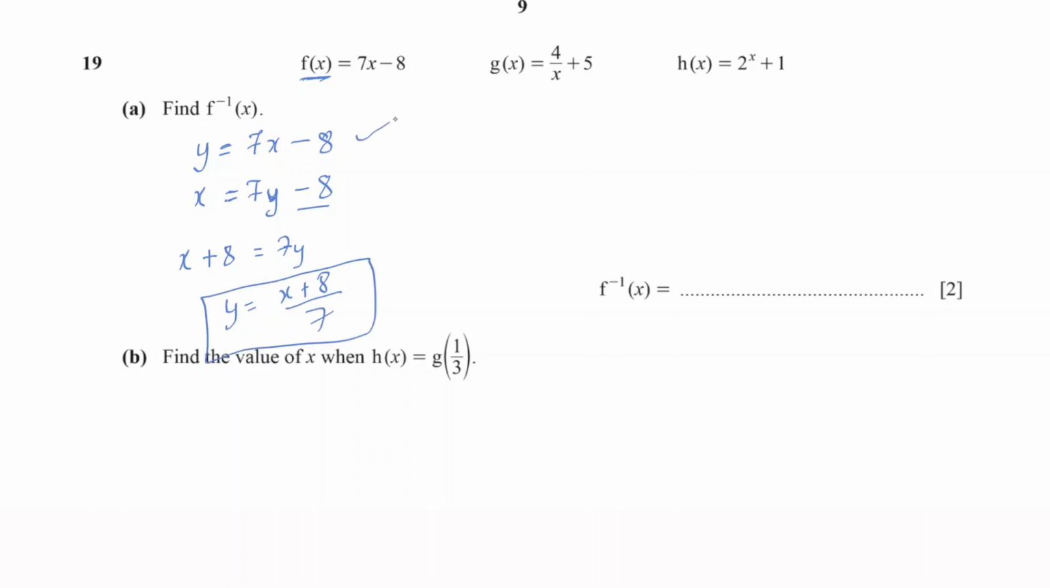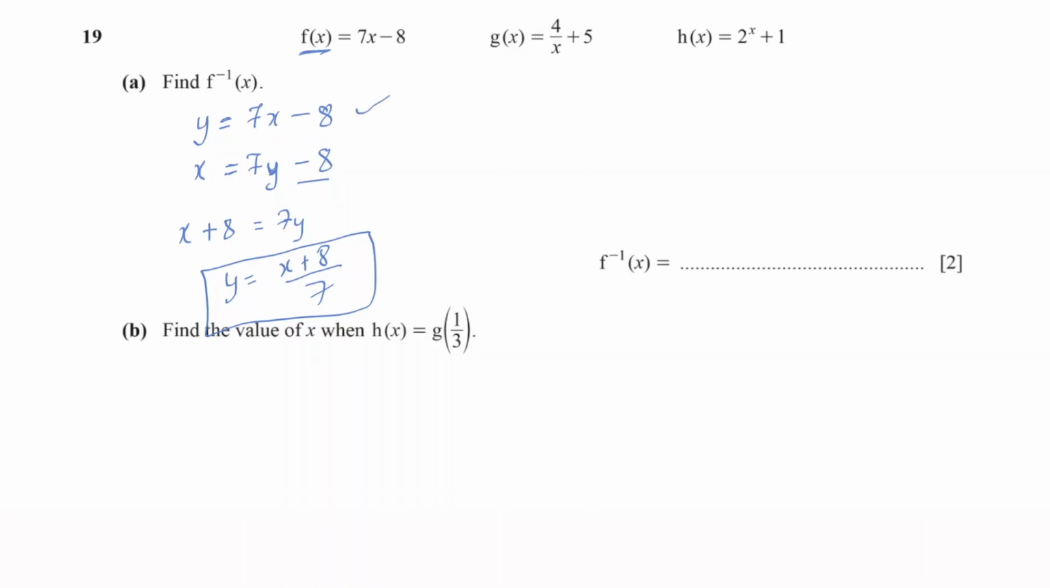First step is putting f of x as y. Second step is replacing y as x and x as y. And third step is finding the value of y. So f inverse is equals to x plus 8 divided by 7. I hope you understand this question.